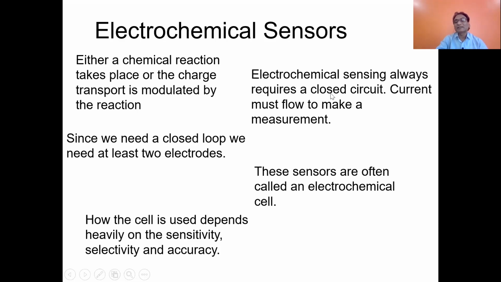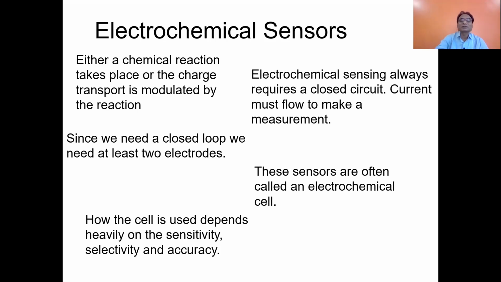Electrochemical sensing always requires a closed circuit. This is very, very important. Current must flow to make the measurement, because unless you have a closed circuit, you are not going to have a flow of current. In an open circuit, resistance would be infinite and there is no question of current flow. Why do we require a closed circuit? Because we need to measure current. Either voltage or current needs to be propagated, right? And therefore we need a closed circuit.